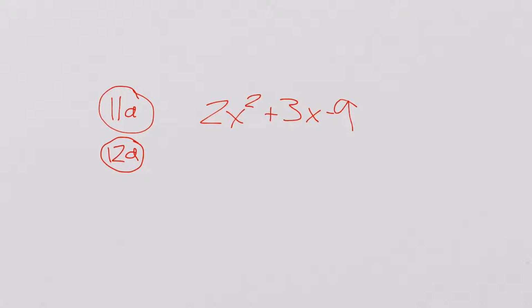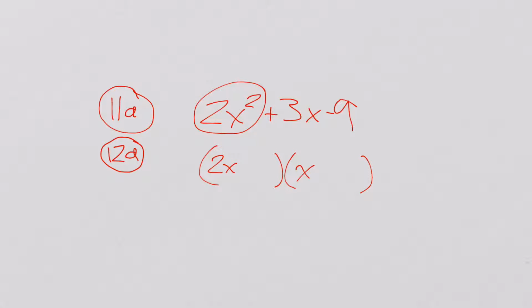All right, we'll do some of 11 and 12 together now. So 11a, 2x squared plus 3x minus 9. We want to factor this thing, so we need to have two sets of parentheses like that. And in my two parentheses, one should have a 2x and one should have an x, because I need to multiply these to get my 2x squared.